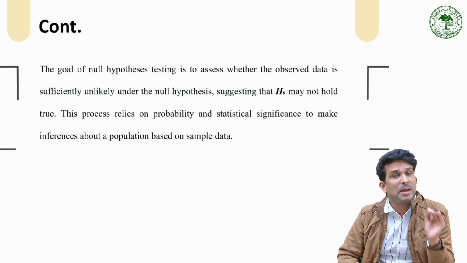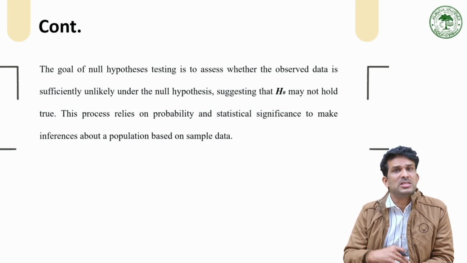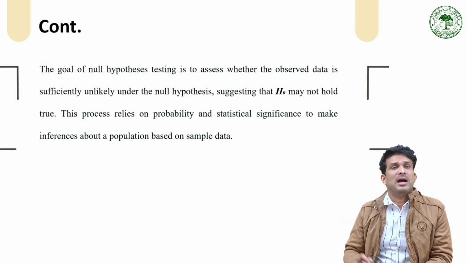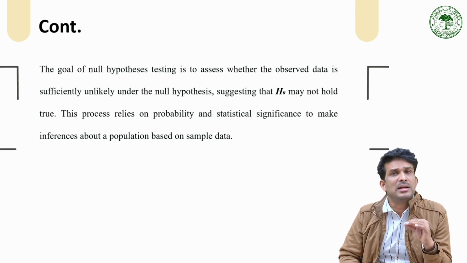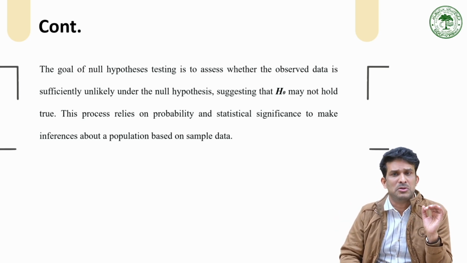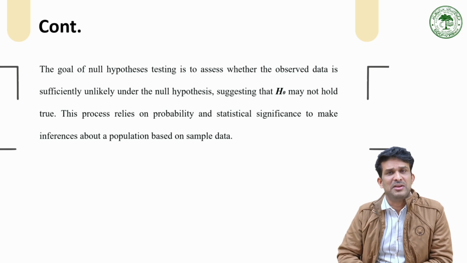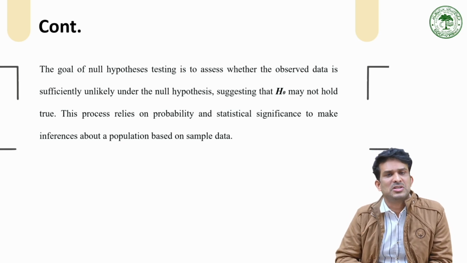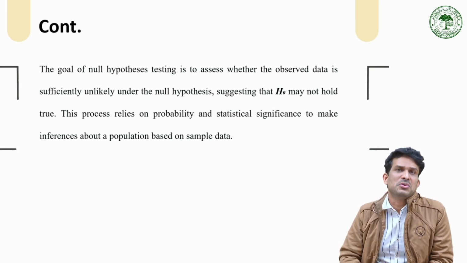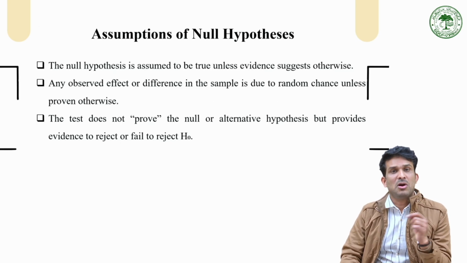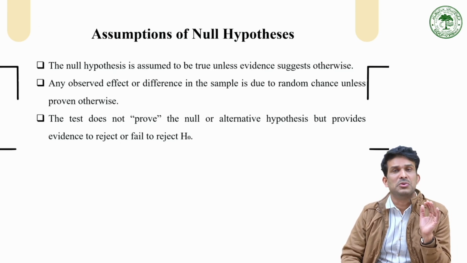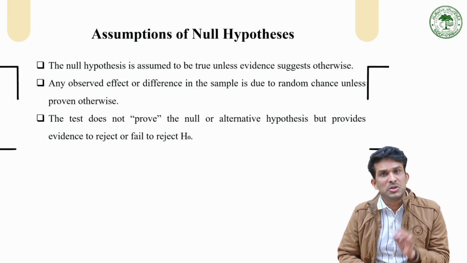The goal of hypothesis testing is to assess whether the observed data is sufficiently unlikely under the null hypothesis, suggesting that the null hypothesis may not hold true. The process relies on probability and statistical significance to make inferences about the population based on sample data. These are all the things that we have to look into very significantly. So you got an idea now.